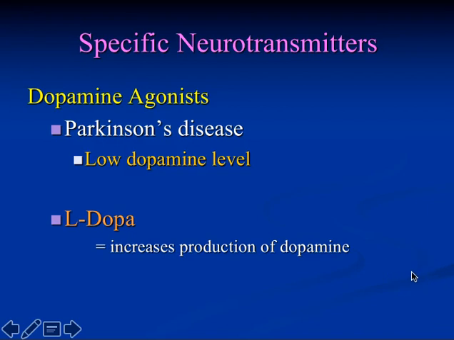Why doesn't it work forever? The reason it doesn't work forever is because the cells in a particular area of the brain involved in Parkinson's disease are dying. And so initially you can give them a boost by giving them extra dopamine that they can use easily and quickly. But eventually enough of the cells have died that there's no cells left to utilize that dopamine that comes from L-DOPA.